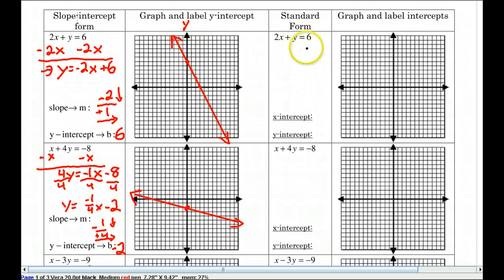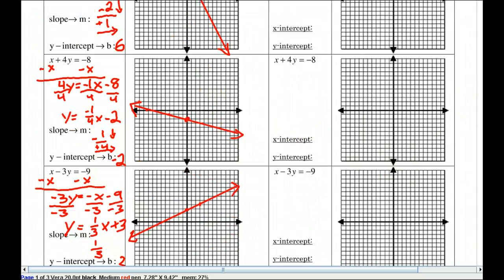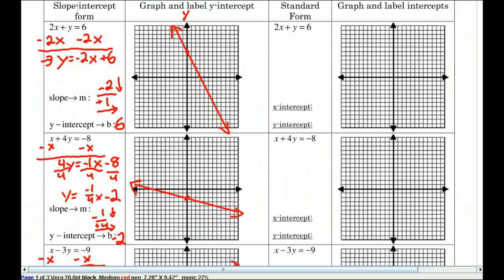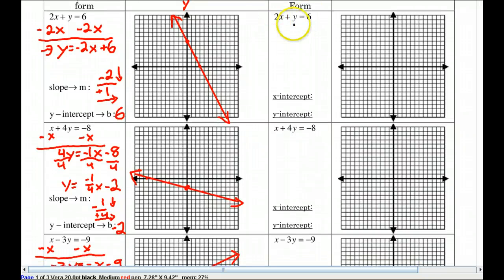However, when they're in standard form, and both the coefficients, in this case 2 and 1, divide evenly into the number on the right-hand side, 6. So 2 and 1 both go into 6 evenly. 1 and 4 both go into negative 8. And the last one, 1 and negative 3 go into negative 3, and 6 and negative 3 go into negative 24. When you have that situation, it's actually a little faster to use something called intercepts.